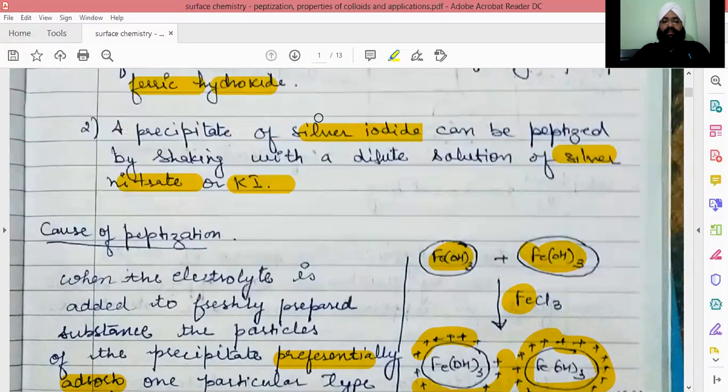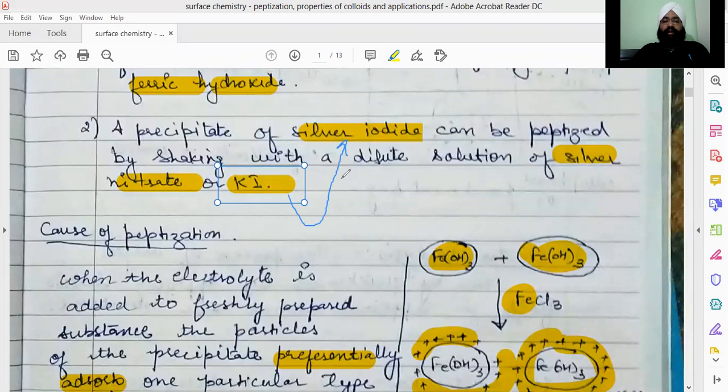Like here, in the case of silver iodide, if we add potassium iodide, it gives a negative sol, because the ion common to silver iodide is iodide. So in this case, iodide is going to be adsorbed at the surface of the silver iodide precipitates. Whereas if we use silver nitrate with silver iodide, then a positive sol is obtained, because silver is common to silver iodide and it is going to be adsorbed at the surface. So this is the preferential adsorption of the common ion, which gives the charge.